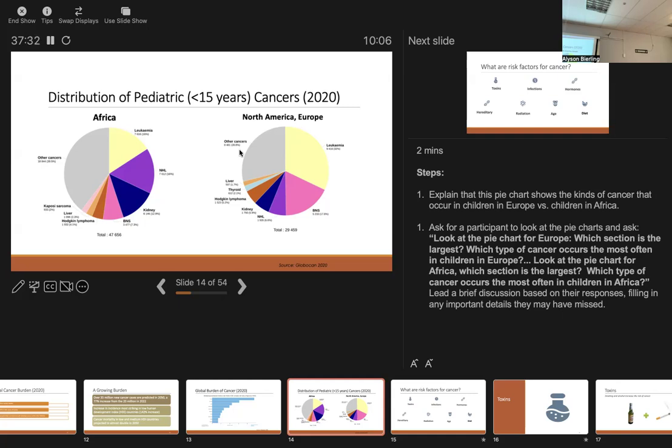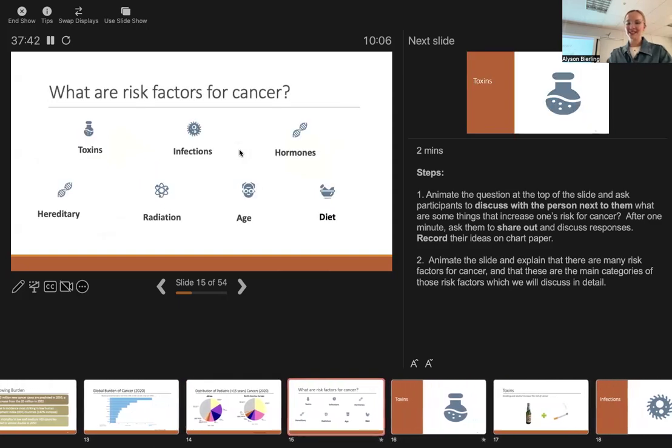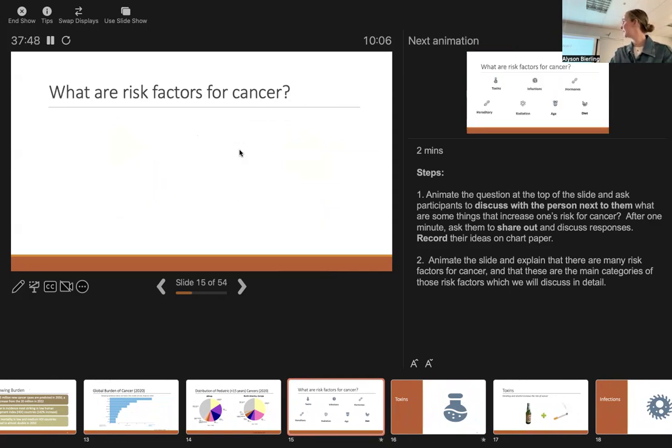Okay. We'll get to the answer in a few slides. I won't give the answer away quite yet. Okay, so we're going to move on to risk factors for cancer. Oops, I didn't mean to show that. Okay, so what are some risk factors that we know contribute to development of cancer?